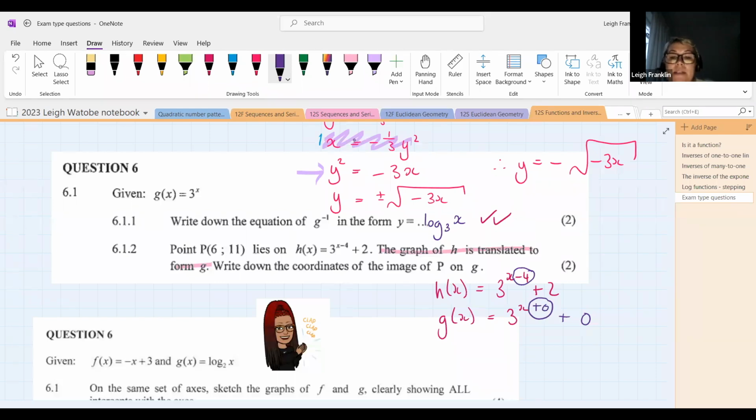So what's happened to x? You have added 4 onto x. You have added 4 to x. Okay, as far as 2 and 0 is concerned, you've gone from 2 to 0. So we've had to subtract 2 from y. Okay, does that make sense to everybody?